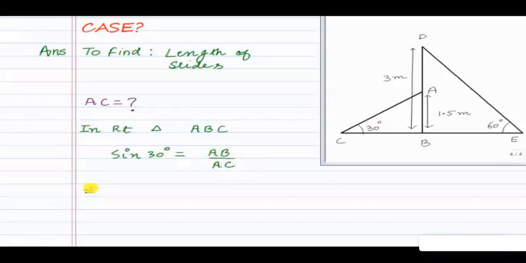Now this will imply, we know that sine 30 degree is equal to 1 by 2, and putting the values of AB and AC. Now AB is 1.5 meters and we'll write AC as it is. So writing the values here, in place of AB we can write 1.5, and in place of AC we'll write AC only. Now this will imply, here we will cross multiply, and on cross multiplication we will have AC is equal to 1.5 into 2, which is equal to 3 meters.